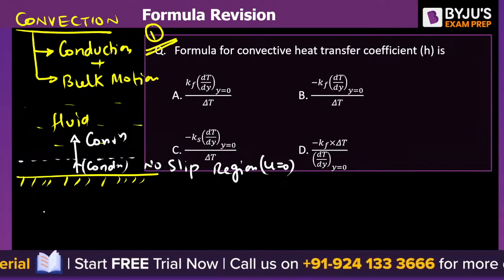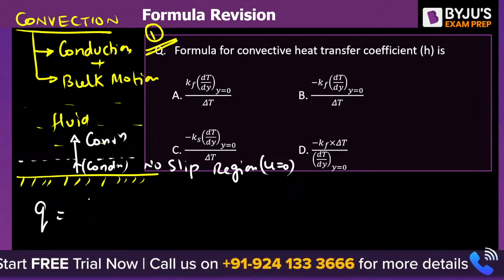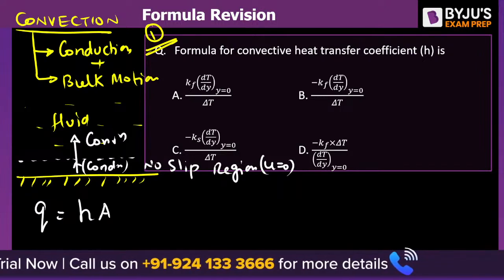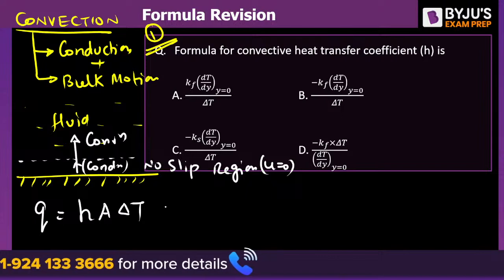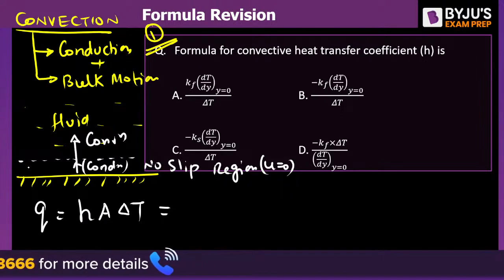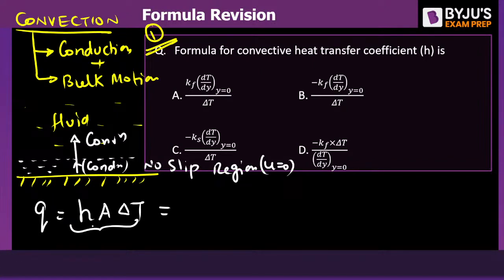So Q can be written as H into area available for convection into the bulk temperature difference, that is Ts minus T infinity. This is Newton's law of cooling. HA delta T is Newton's law of cooling.